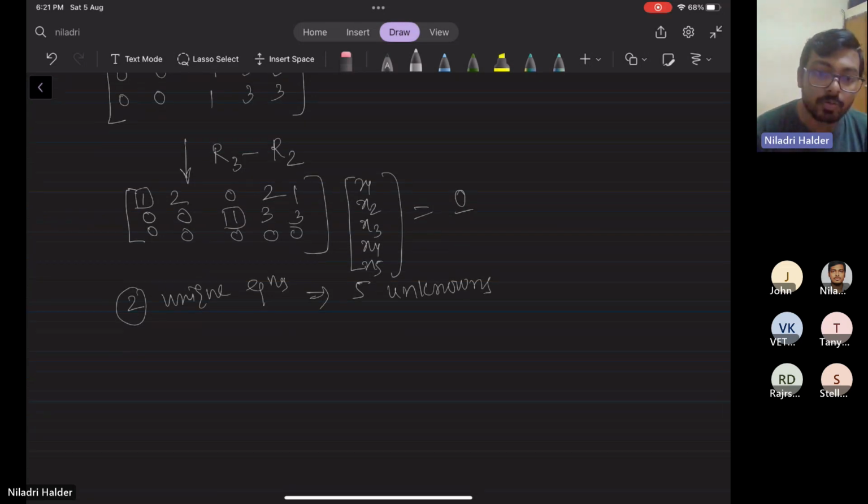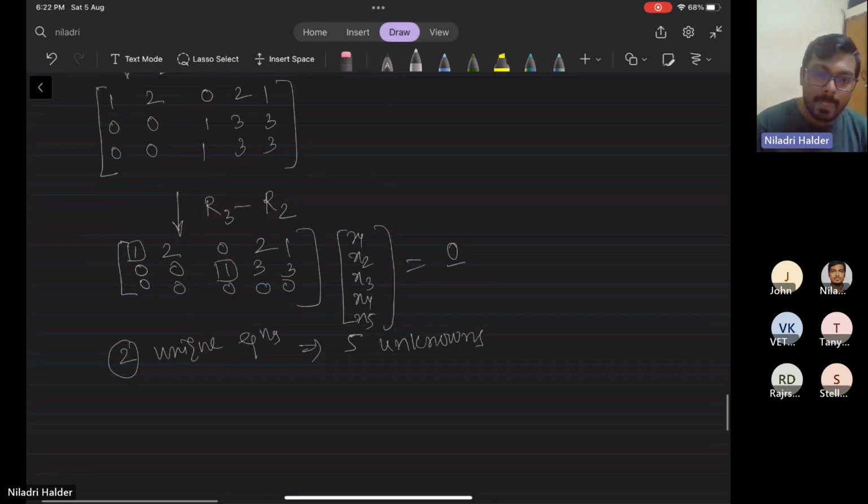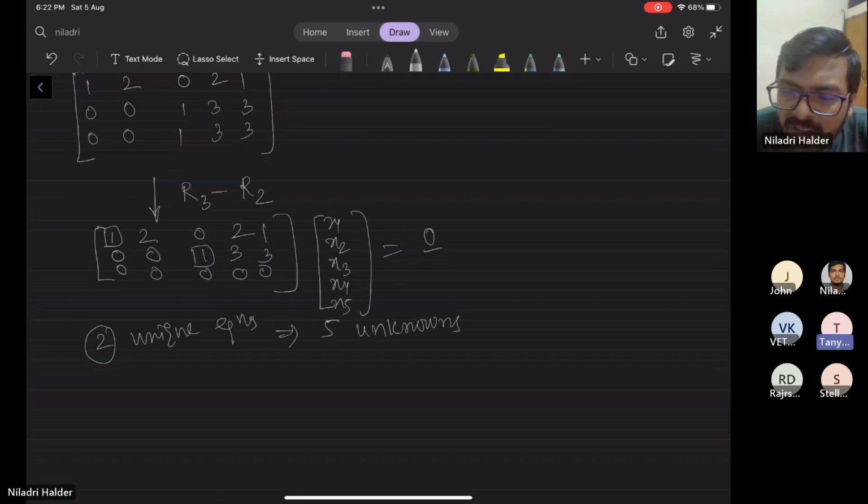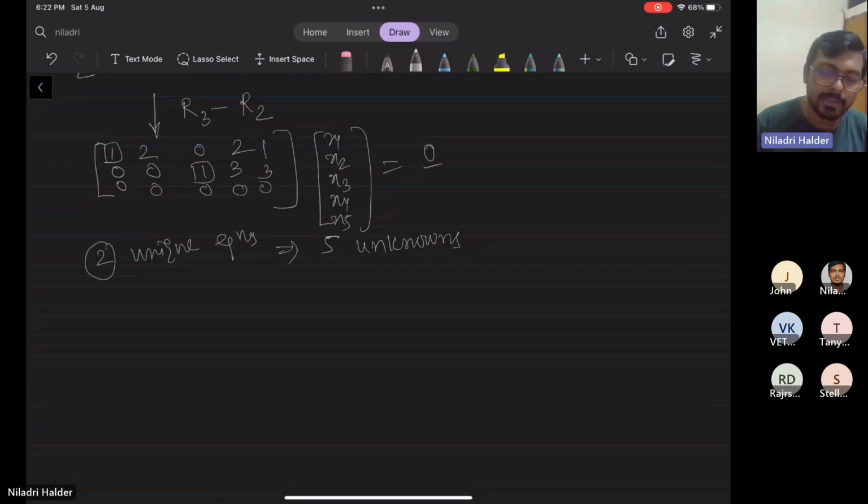So how do we find five unknowns from two equations? You will find only two unknowns from these equations. We set the other variables as free, like three variables as free, and then we take two and solve it. Yeah, correct. That way we will get three unique basis vectors. So let's solve this.